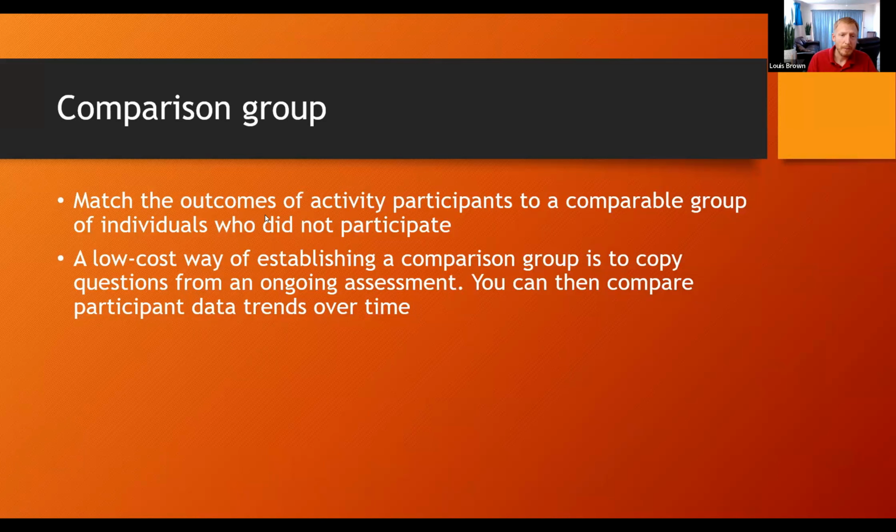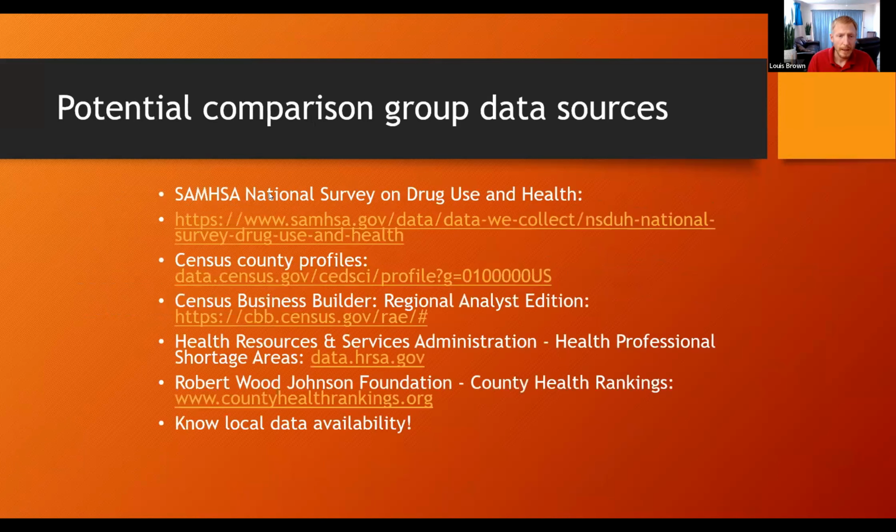that is, to me, quite a bit more convincing than if you just tracked your group over time. And there's a number of places you can pull data from. SAMHSA has the National Survey on Drug Use and Health. You can get census county profiles that have some interesting data. HRSA has some data, and the Robert Wood Johnson Foundation has county health rankings. There might be data available locally as well that can be of interest. So if you're trying to do an outcome evaluation and you can't do random assignment, you might consider this strategy of comparing your intervention on measures that are available elsewhere.